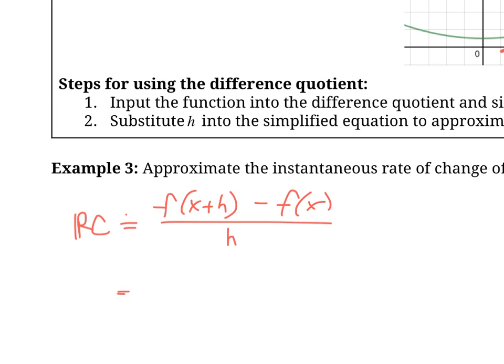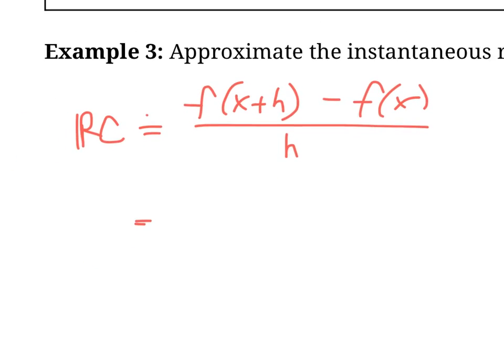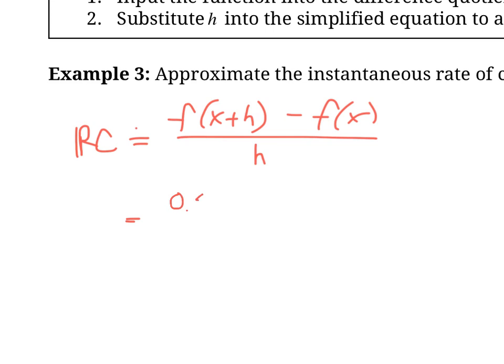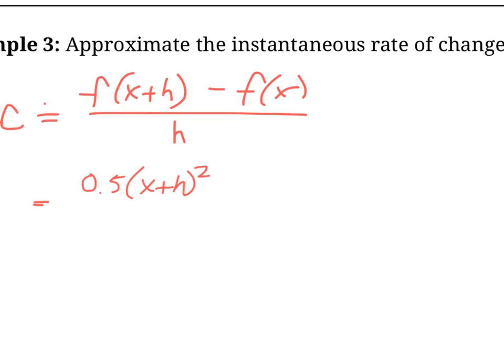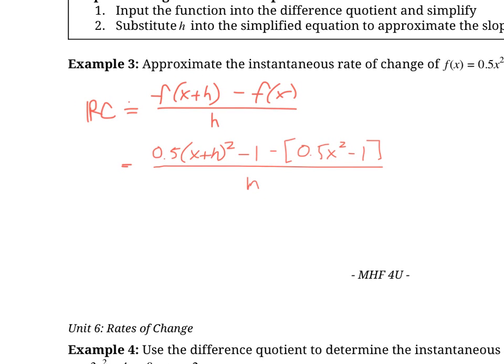Okay, now I plug in my function. So my function there was 0.5x squared minus 1. Now, if we want to evaluate the function at x plus h, that's going to be 0.5, and instead of x, it's going to be x plus h, right? Squared, minus 1. And then the function at f of x is just going to be the function, so 0.5x squared minus 1. And we put this all over h. Okay, so now, in order to find or approximate this instantaneous rate of change, let's just plug in what we know.